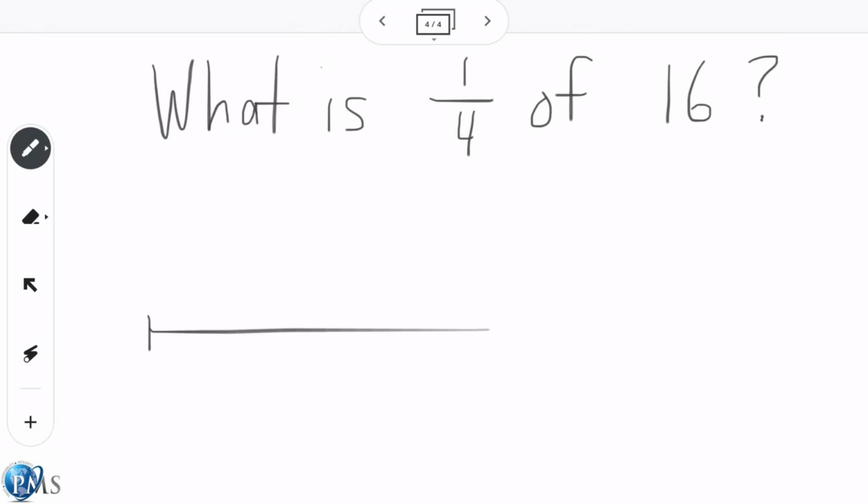We could look at a segment of a line. Think of a number line here. This is 0, and this is our number 16. I'll put it there. All right, we want to figure out what's 1/4 of 16. Well, we could do the same process that we did before, where we look at the denominator of our fraction, that 4, and we have to split up our segment now into 4 equal pieces.